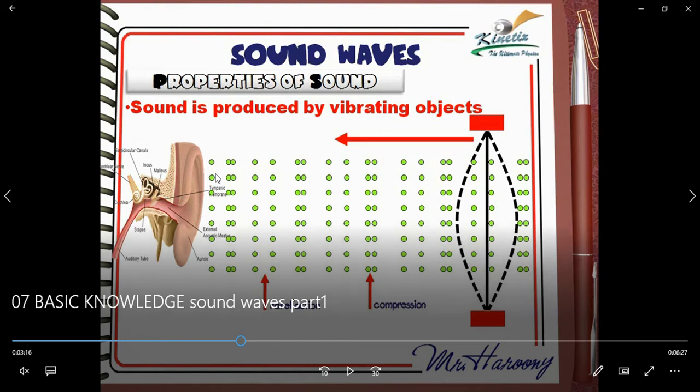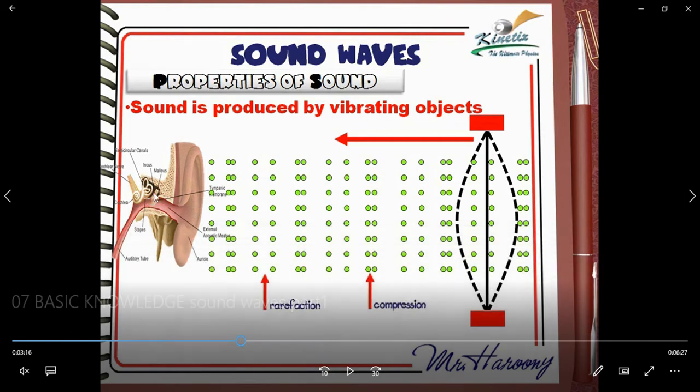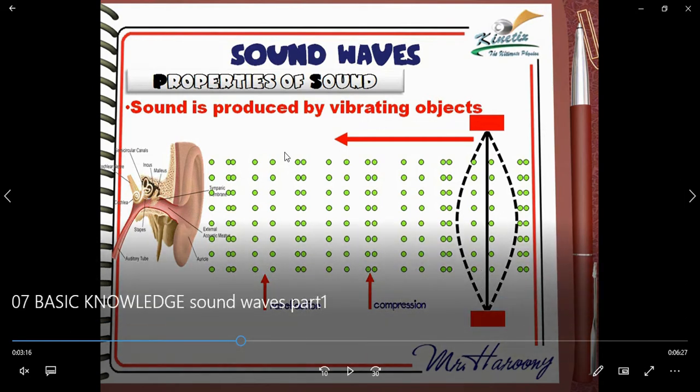And already we learned in the last class that we have three very tiny bones inside our ear. Whenever these air molecules come and hit the external part of our ear, what will happen?